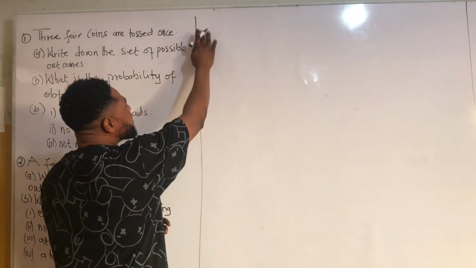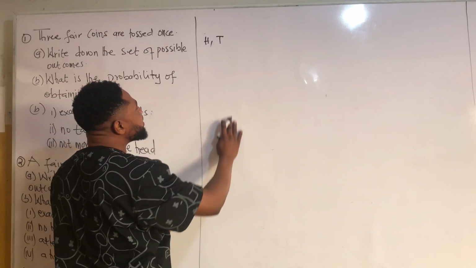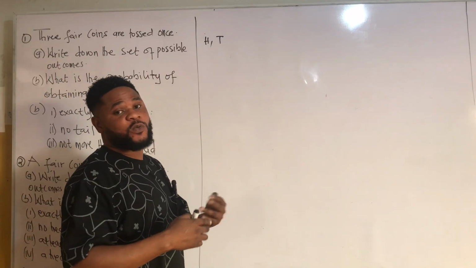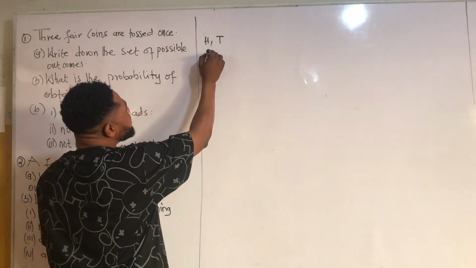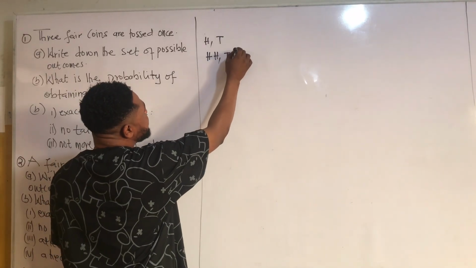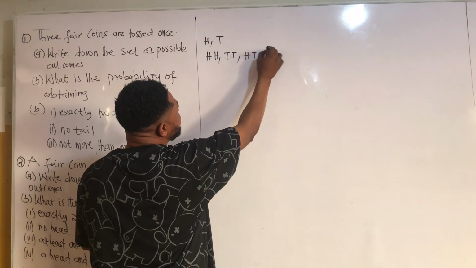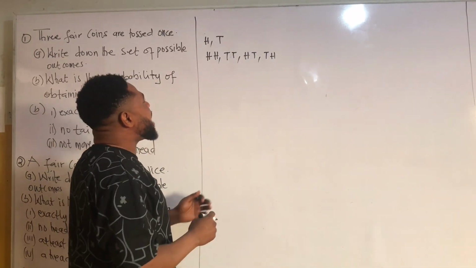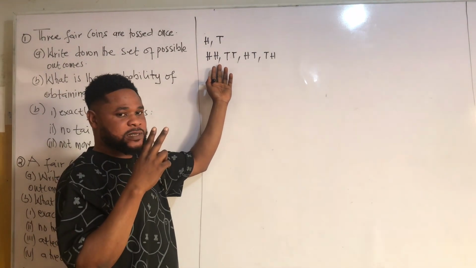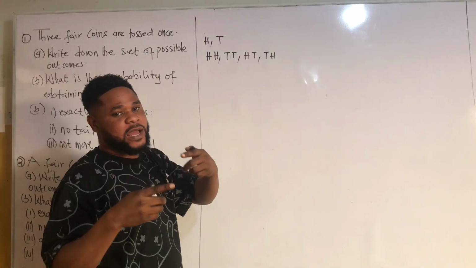Now, for a coin, we have head and tail. Therefore, if the coins are 2 and you are tossing once, you are going to get head, head; tail, tail; head, tail; and tail, head. So this is the outcome for tossing 2 coins once, or a coin that is tossed twice.